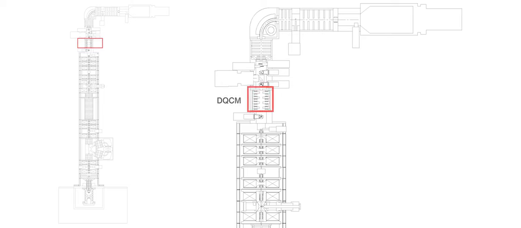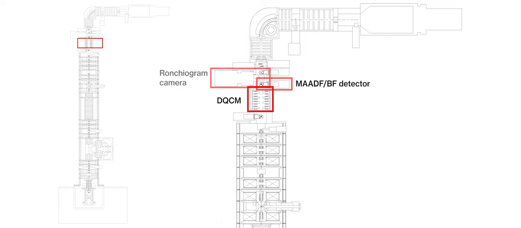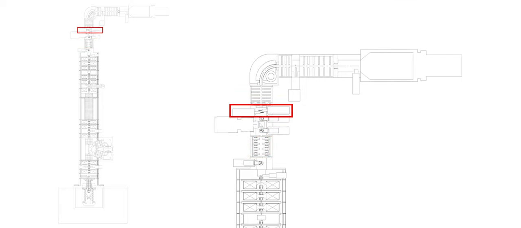And this DQCM acts as another module to change the camera lens to define the angles on the Bradfield medium angle, on the Ronchigram, and on the EELS. So this is the EELS after. You can see that it is after the CCD and before the EELS spectrometer, before the entering part of it.